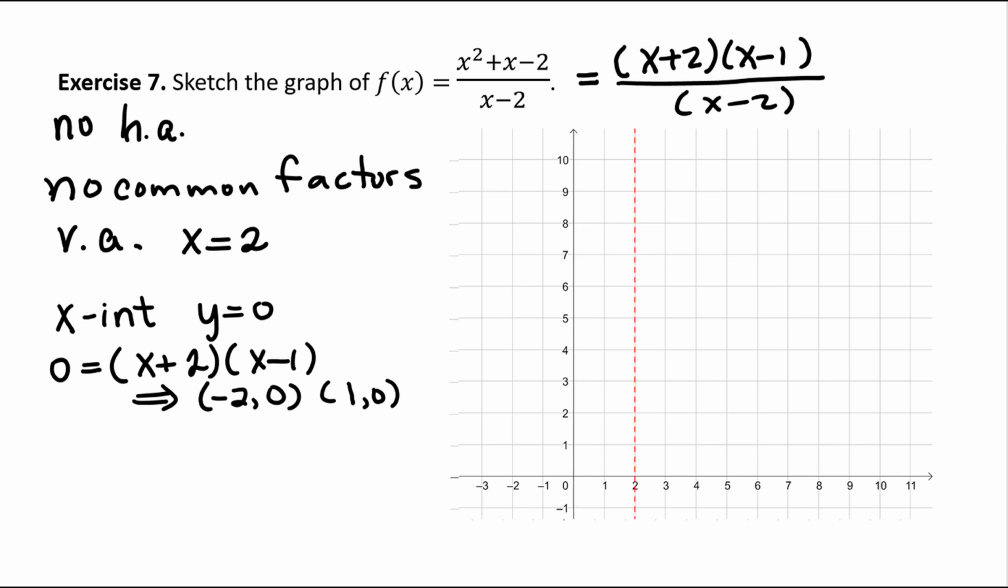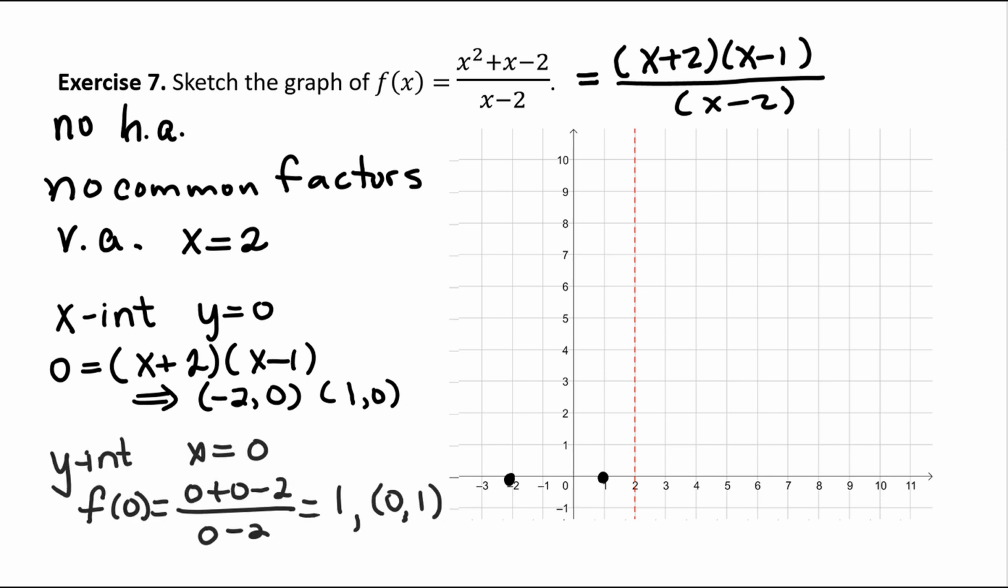Let's mark those. And now let's find the y-intercept. The y-intercept is what we get when you set x equal to 0, putting in 0 for every place there's an x in the original. I've got 0 plus 0 minus 2 divided by 0 minus 2. Negative 2 over negative 2 is 1, and I get the y-intercept of 0, 1. Let's mark it.